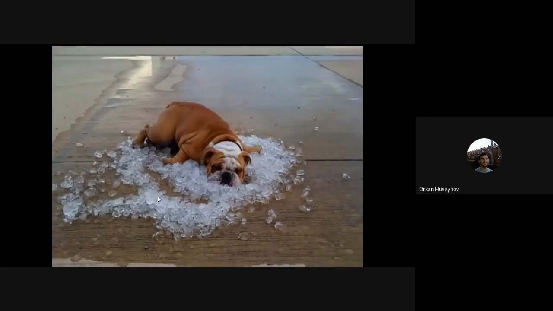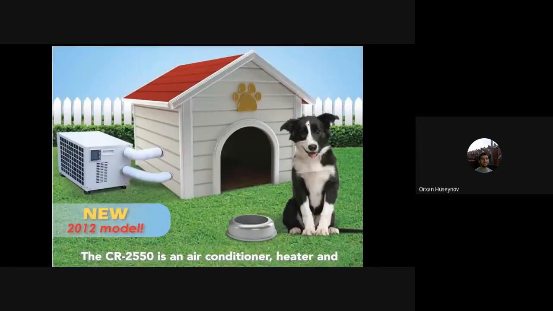Next one is here. You can see it is very hot, and the dog wants to cool off, but something is missing, and that something is the air conditioner. Again, it is an application of thermodynamics. So you have the air conditioner and you are happy. And in summertime, you always need it.